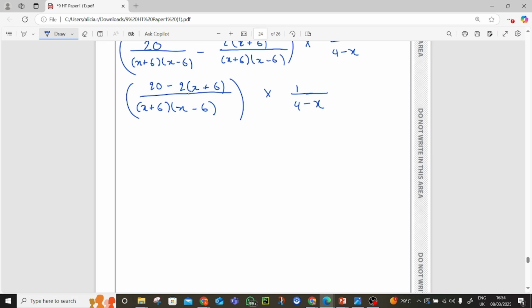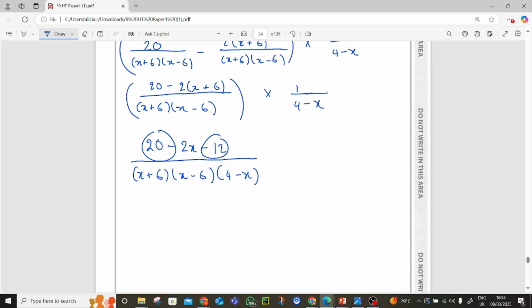So let's do that. I'm going to expand this bracket here now. So we have 20 minus 2x minus 12. Now this is all just being multiplied by 1, so it doesn't change. Over, I'm going to take this whole denominator, (x plus 6)(x minus 6), and I need to times that by 4 minus x. I think we're almost there. Let's simplify this down. 20 minus 12 is 8, minus 2x, all over (x plus 6)(x minus 6)(4 minus x).